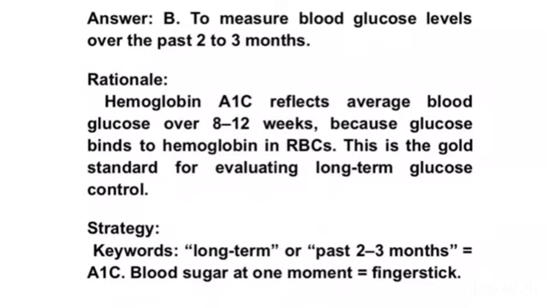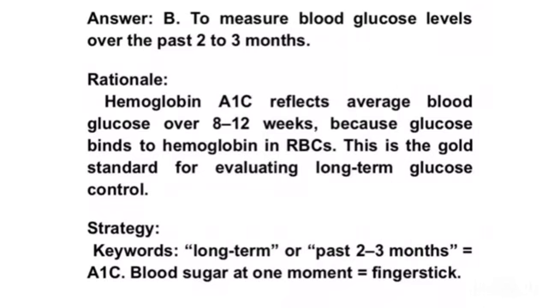Rationale: hemoglobin A1C reflects average blood glucose over 8 to 12 weeks because glucose binds to hemoglobin in RBCs. This is the gold standard for evaluating long-term glucose control. Strategy: keywords long-term or past 2 to 3 months equals A1C.